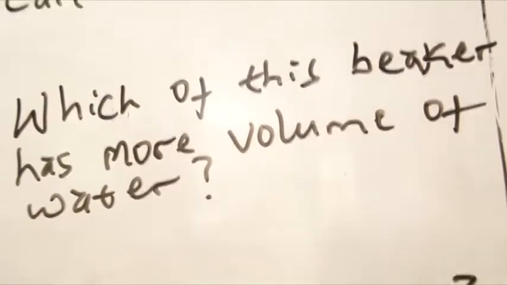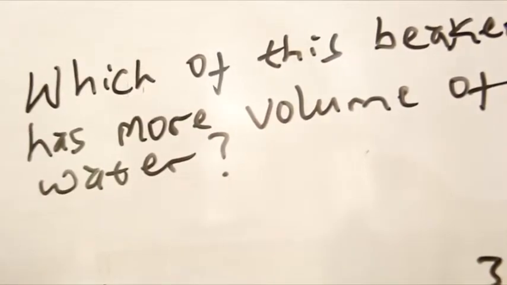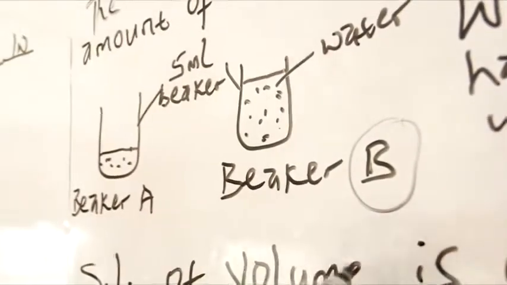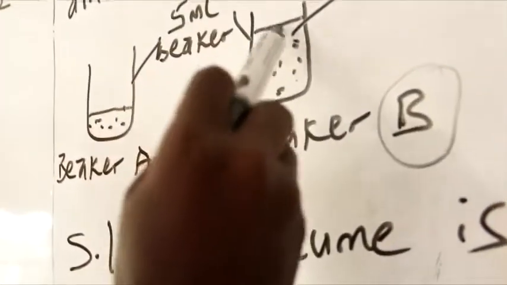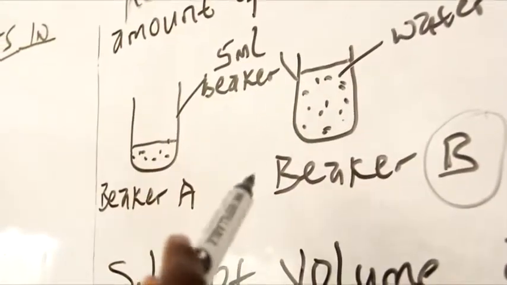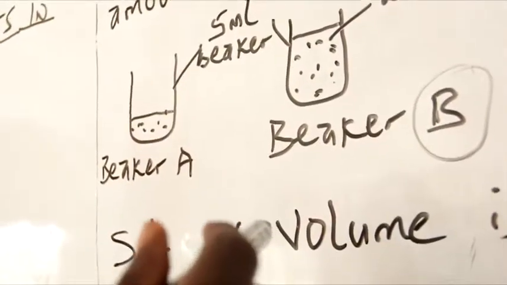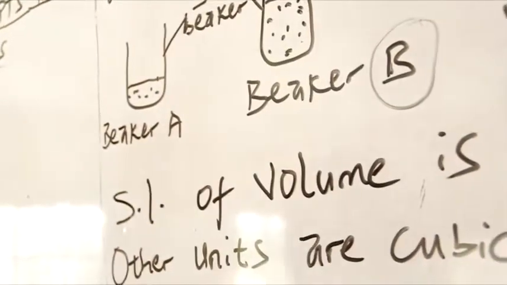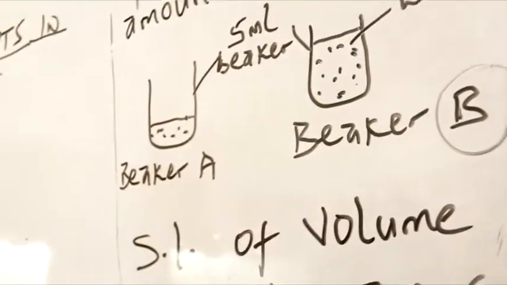Alright, yeah, you're right. Beaker B has more volume. Yeah, because the water in beaker B consumes more space, as you can see here, compared to beaker A. So we now say that beaker B has more volume compared to beaker A.